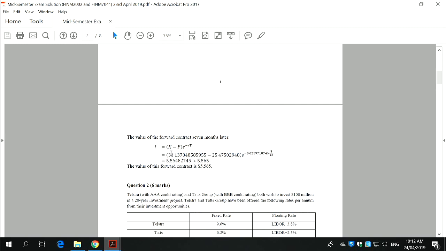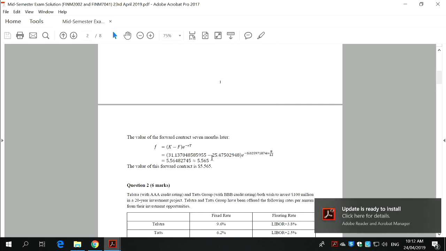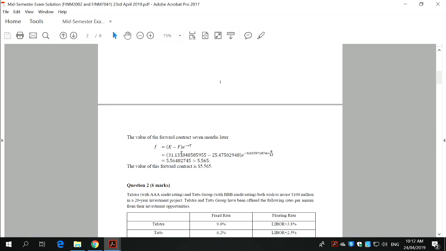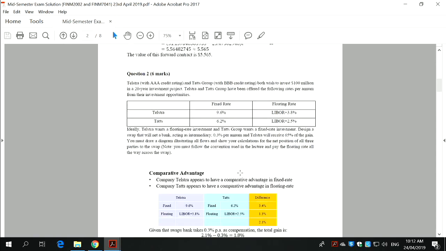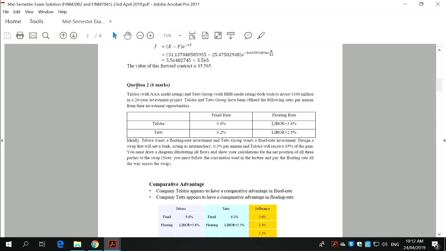So that's just the difference between 31.13 and 25.47. But you have to discount back 8 months because that cash flow difference happens at the date of maturity. And you are valuing this contract today, right? So you discount back 8 months, you realize this short forward contract has a value of $5.56. Right? So everybody's clear with the first question, right? That's just what we have been doing over the past 6 weeks.